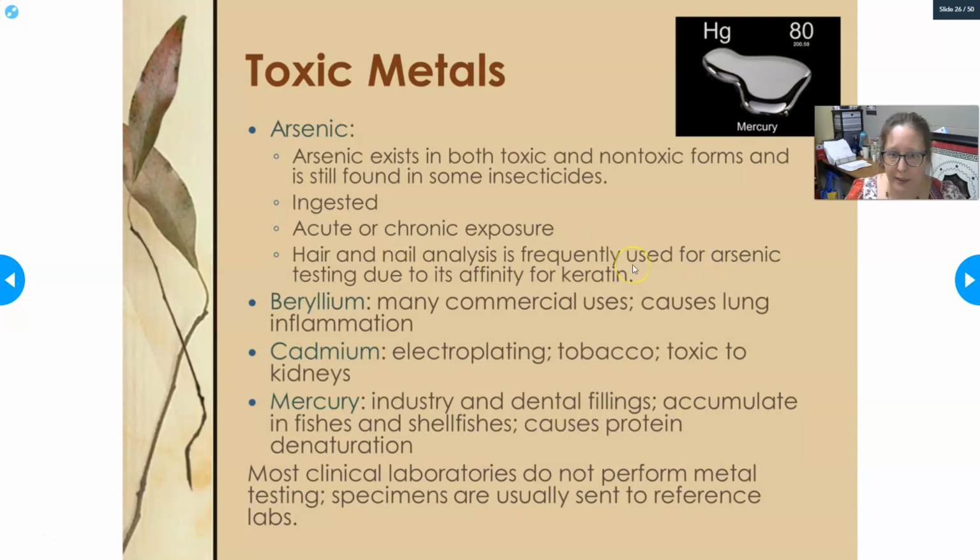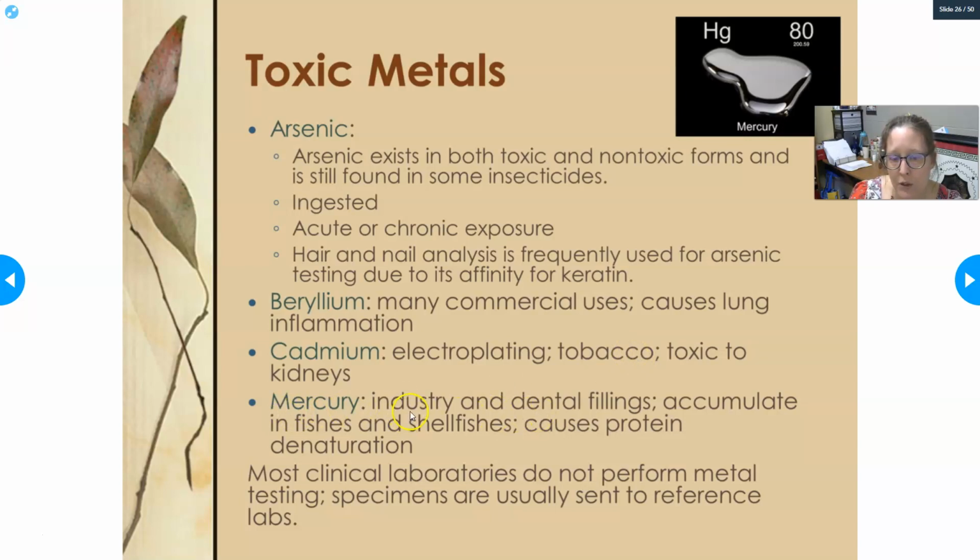Usually you want to do hair and nail analysis for arsenic because it has an affinity for keratin. Keratin is the protein in hair that makes your hair strong. Beryllium is used in many commercial uses, and it can cause lung inflammation, berylliosis. Cadmium is used in electroplating, and it's found in tobacco, and it is toxic to the kidneys.